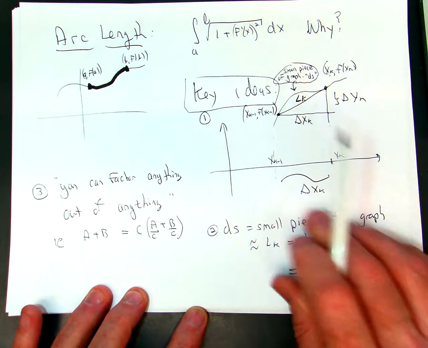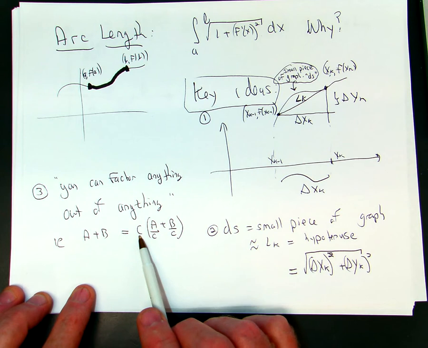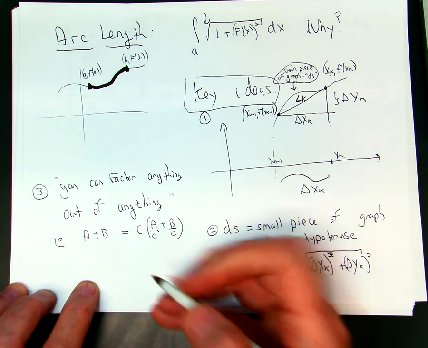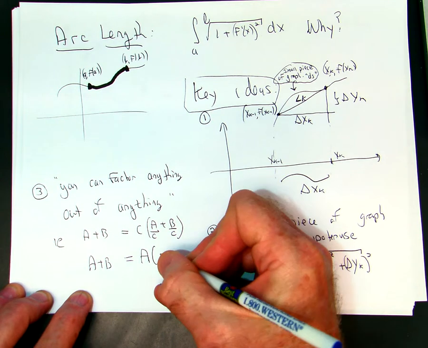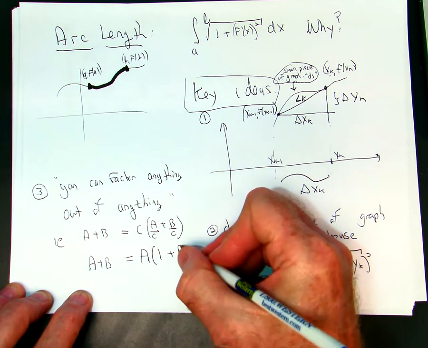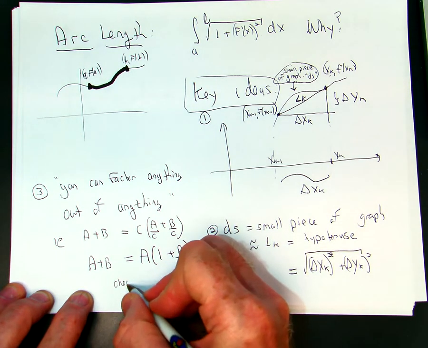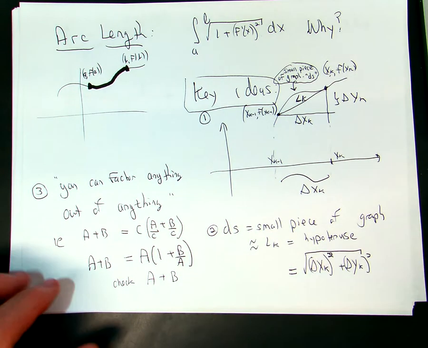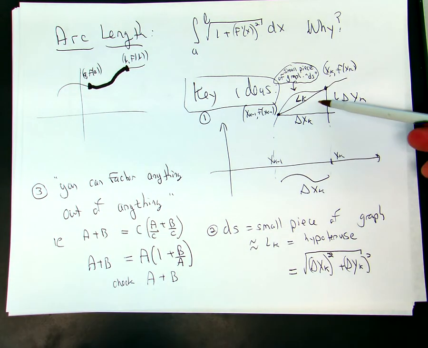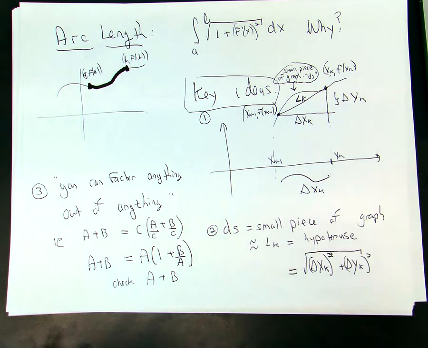And the third key idea is that you can factor anything out of anything. For example, a plus b, I can factor a c out of that: a over c, b over c. Or I could do this: a plus b, I can factor an a out of the a, clearly. But if I factor it out of the b, I have to divide by a to compensate. And again, why is that? Well, if you want to check it, it's pretty clear you get an a that cancels there, plus b. Okay, three key ideas. This triangle here, the hypotenuse is close to the graph, and we can factor anything out of anything.